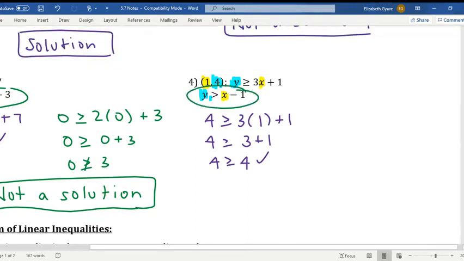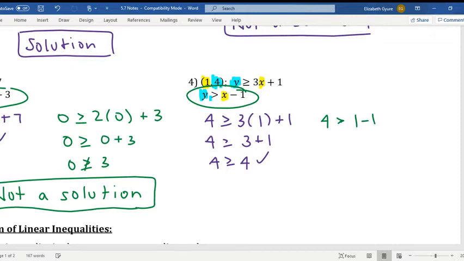Let's see now with this second one. Now we got y is greater than x minus 1. So somebody else, how do we think we could plug this in here? Any ideas? Very good. 4 is greater than 1 minus 1.